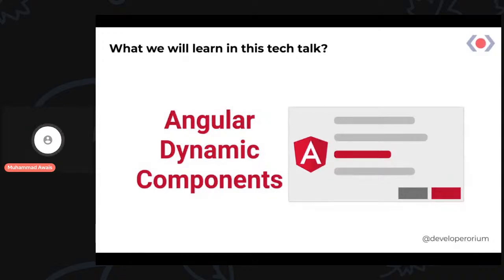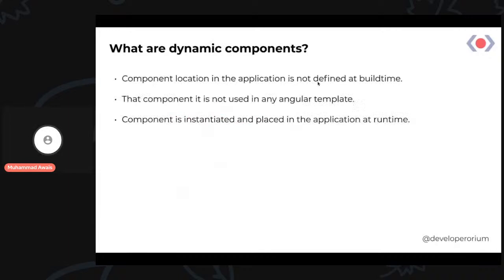So the dynamic components are, as I already shared, components whose location in the application is not defined at build time. The component exists, but it's not being called anywhere. That component is not used in any Angular template. It is only instantiated, and only placed in the application at runtime.